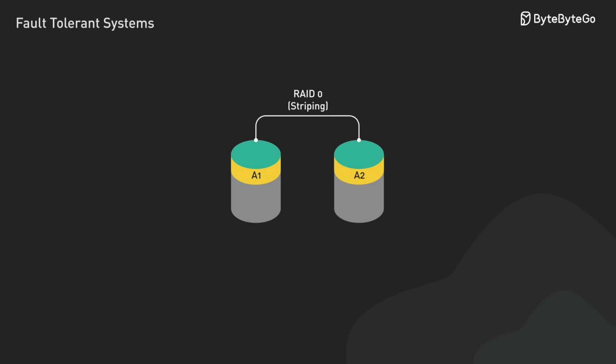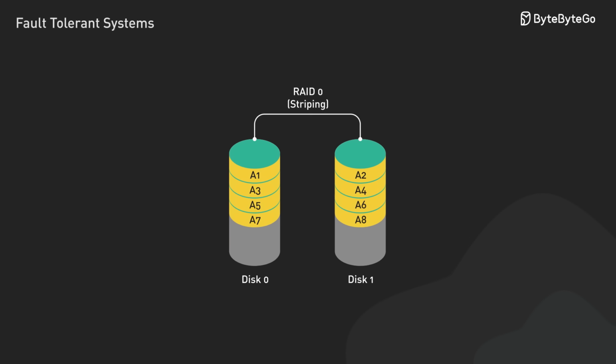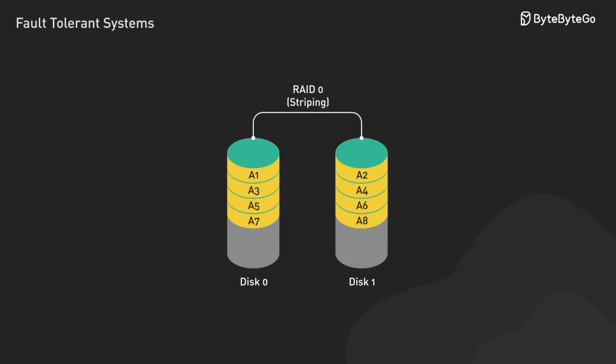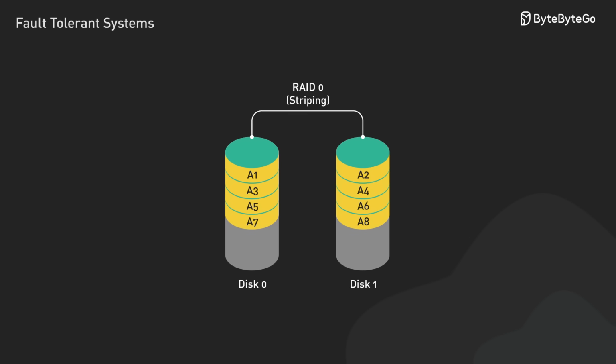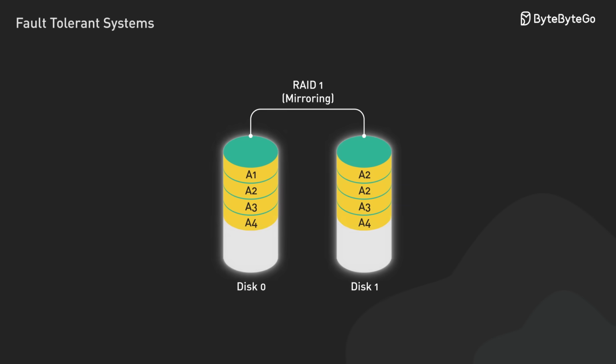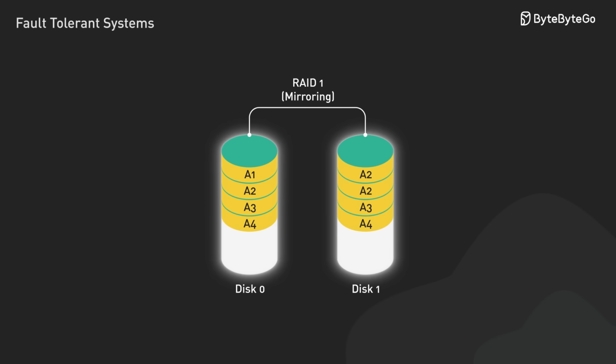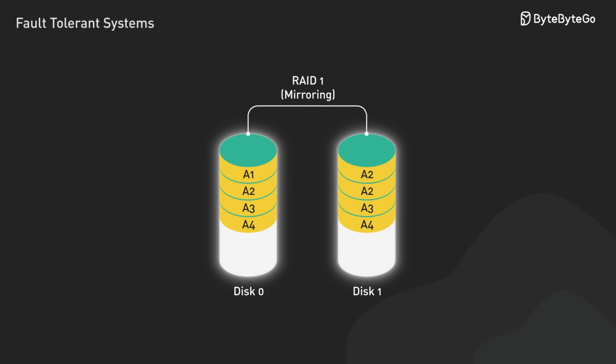Storage systems like RAID also demonstrate redundancy. RAID 0 splits data across disks for performance but offers no redundancy. While RAID 1 mirrors the same data across multiple disks, this is redundancy.